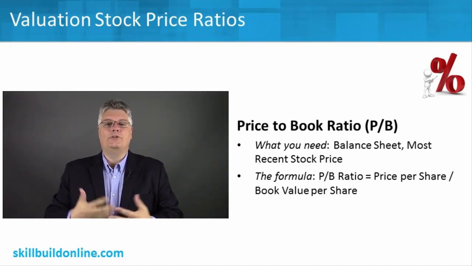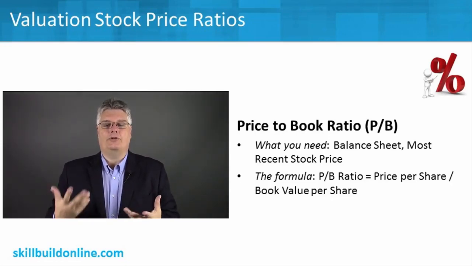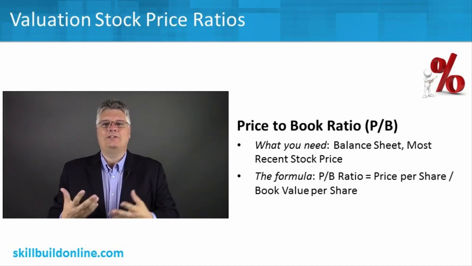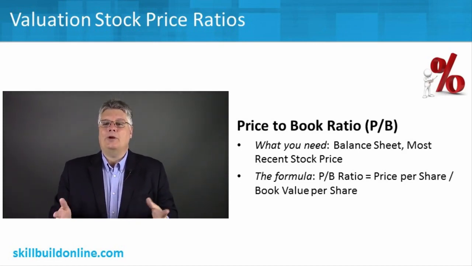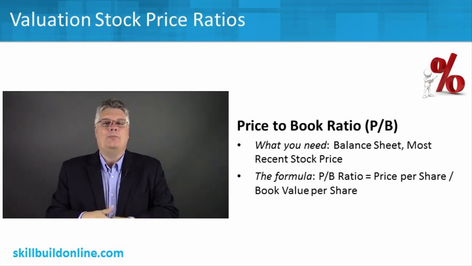Price to book ratio is another valuation stock price ratio. You're evaluating the stock price of that organization in comparison to others in the industry. And price to book, you get that off the balance sheet and its most recent stock price. The formula is the price per share divided by the book value per share.